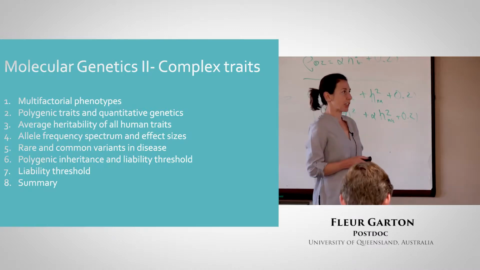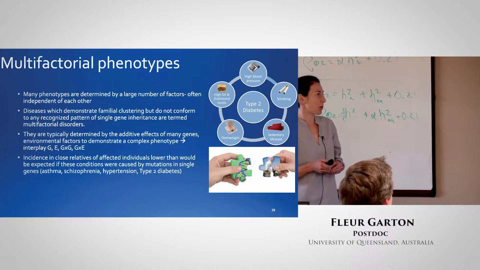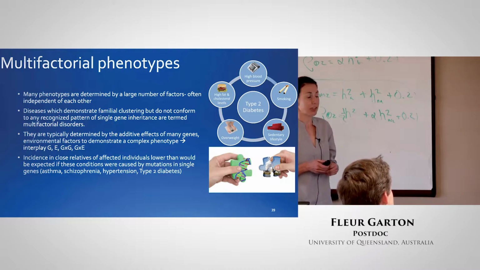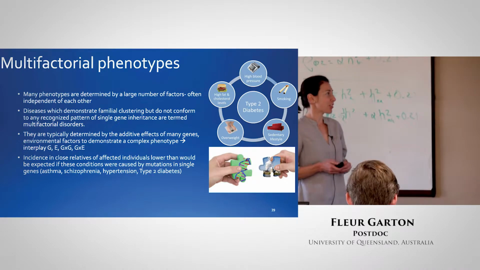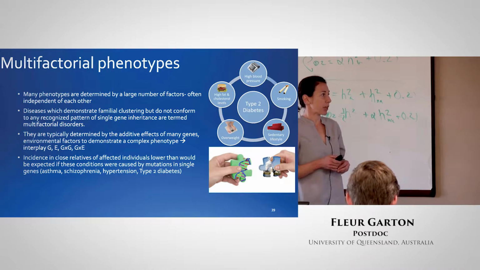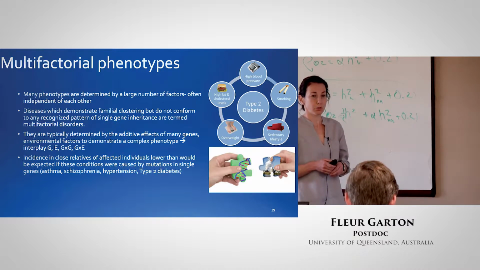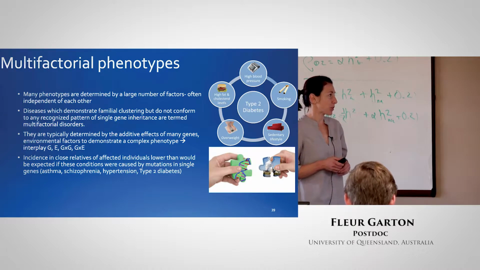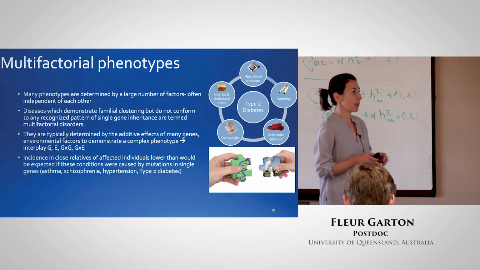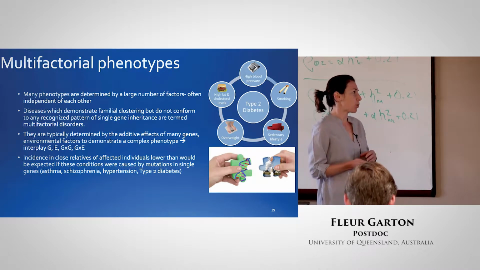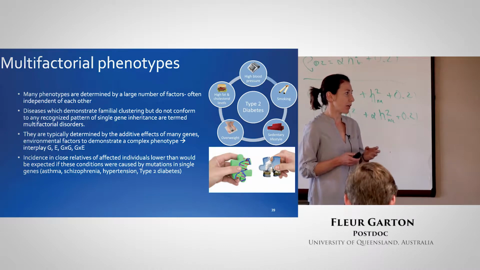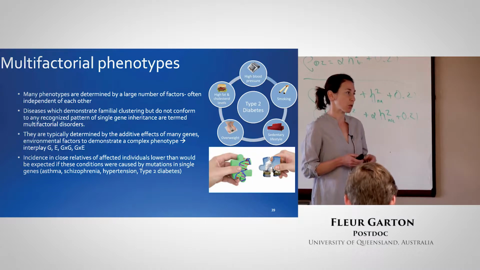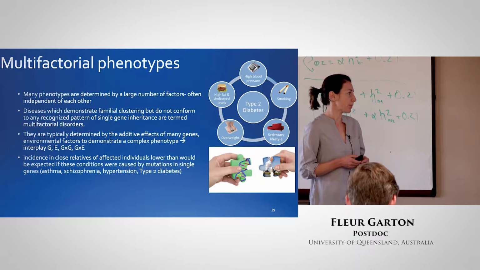So multifactorial phenotypes. As you all are very much aware, many phenotypes are determined by a very large number of factors. Often these are independent of each other, sometimes they're not. Diseases which demonstrate familial clustering but do not necessarily conform to any recognised pattern of single gene inheritance are termed multifactorial disorders. These are typically determined by additive effects of many genes, and also environmental factors, to demonstrate quite a complex phenotype. So, an interplay of genes, the environment, and the interactions between genes and between genes and environment.